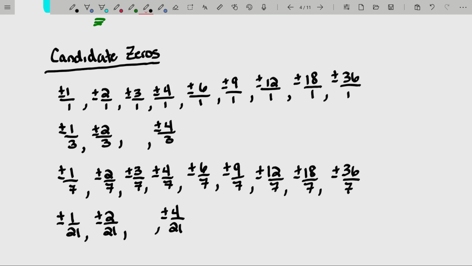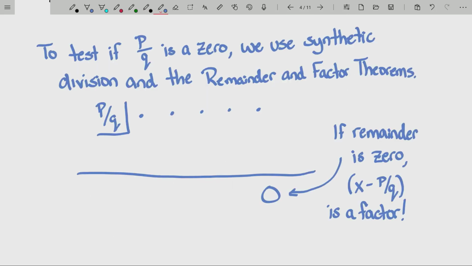Here's the deal. You will always try the simple integers first. That's a great idea because you're doing synthetic division to find out which of these are actual zeros. Let me actually write that down. So to test if a rational or a ratio is a 0 for our given polynomial, we're just going to use synthetic division and the remainder and factor theorems.